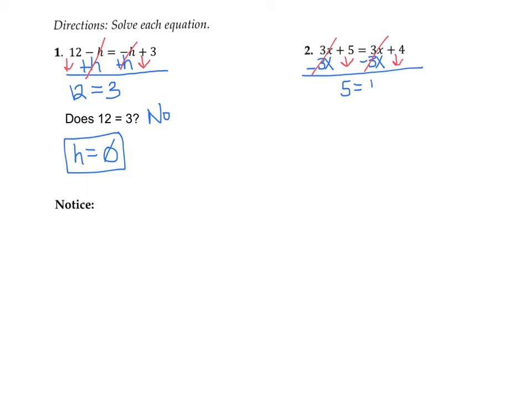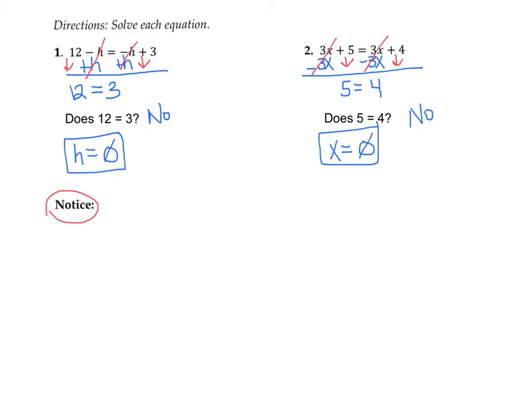Now you have 5 equals 4. Does 5 ever equal 4? No, it doesn't. Therefore, no matter what the number is for the variable, you will never find the answer to x. Therefore, x equals no solution. It's an empty set. There's something we notice when we're dealing with these types of problems.